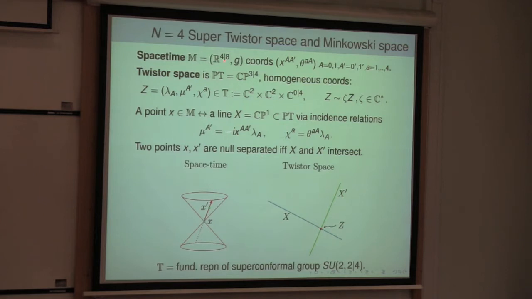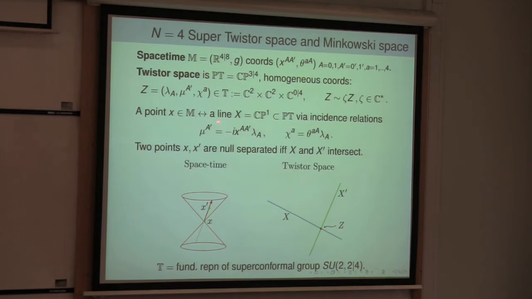Space-time has four commuting variables, the standard ones that you're familiar with, that can be written as a product of a spinor and a primed spinor. These are two-component spinors, so 2 times 2 is 4. And then we have these 8 anti-commuting variables. And twistor space is going to be a pair of spinors, lambda and mu, but defined up to an overall scaling. Fermionically, we have 4 fermionic variables.